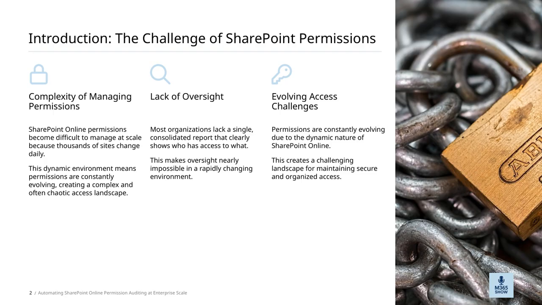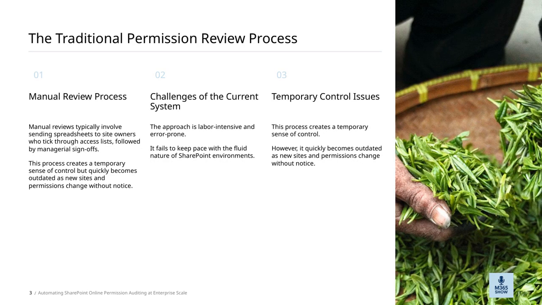Additionally, managing permissions at scale is incredibly complex. Thousands of sites can change daily, which makes tracking and maintaining proper access even more difficult. This constant evolution creates a permissions landscape that can feel chaotic and hard to control. All of these factors underscore the importance of automating permission auditing, especially at an enterprise level, to ensure security and efficiency.